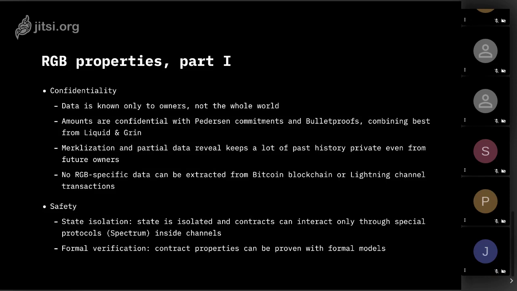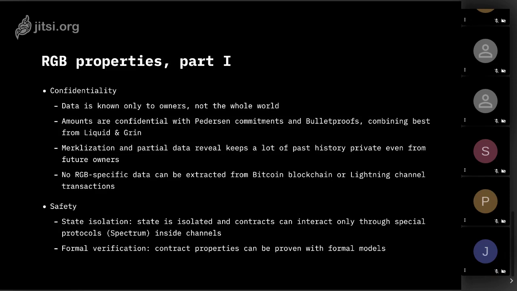Amounts are also confidential. We use Pedersen commitments and bulletproofs, a combination of the best parts of Liquid and Grin, because Liquid uses Pedersen commitments with an older version of range proofs, Borromean signatures, which are quite large, and Grin uses bulletproofs. So we have been combining these two strains, getting this hybrid, quite advanced confidentiality.